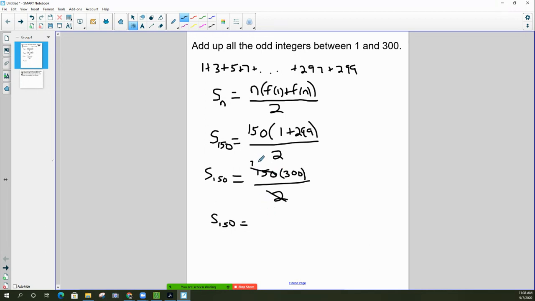All right, and so I'm going to have to get my calculator at this point. 75 times 300, and that'll be my answer. So I know that 75 times 3 is 225. So my answer will be 22,500.